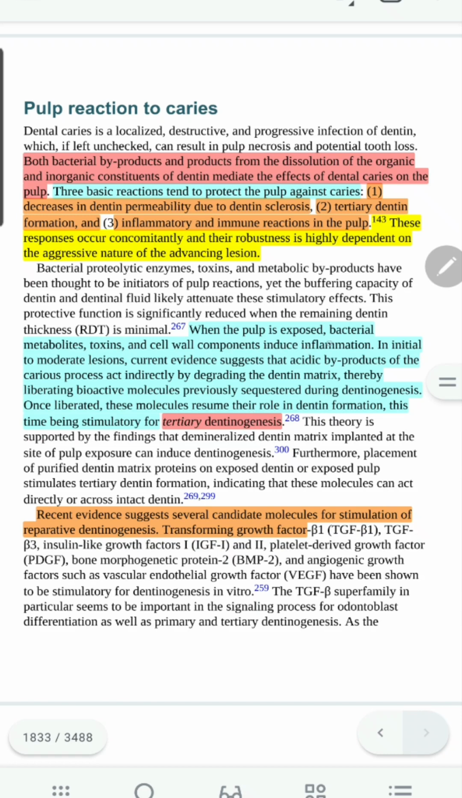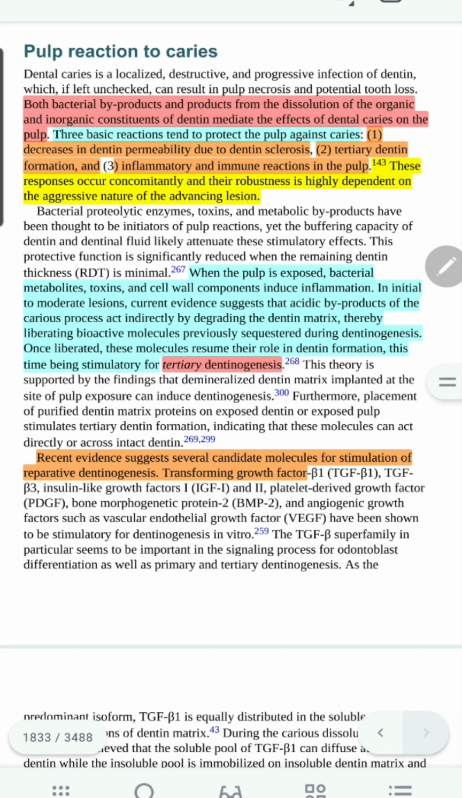When the pulp is exposed and there is a bacterial infection, which means that these bacteria are releasing their toxins, they induce an inflammation. And their acidic byproducts that reach the dentin degrade the dentin matrix, which means that they affect the dentin matrix, releasing the bioactive molecules that were previously protected inside the dentin tubules when the dentin was forming. So these acidic byproducts liberate these bioactive molecules to resume their role in the dentin formation.